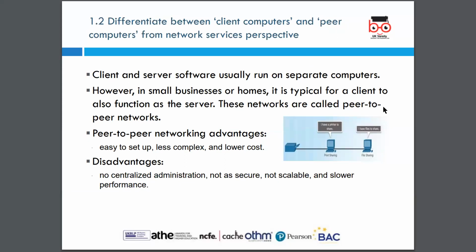Okay. So what do we mean by a client computer and a peer computer? Client and server software usually run on separate computers, while in a small business, a computer will typically run as a client and also function as the server. A peer-to-peer network has the advantages of being easy to set up, less complex, and lower cost, while the disadvantage is that everything is centralized, so someone will have access to all the data and give permission to other users.